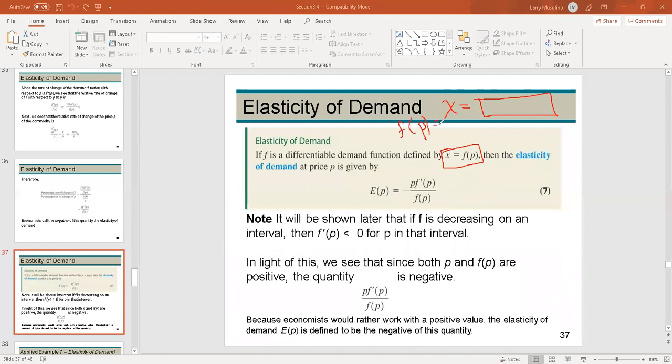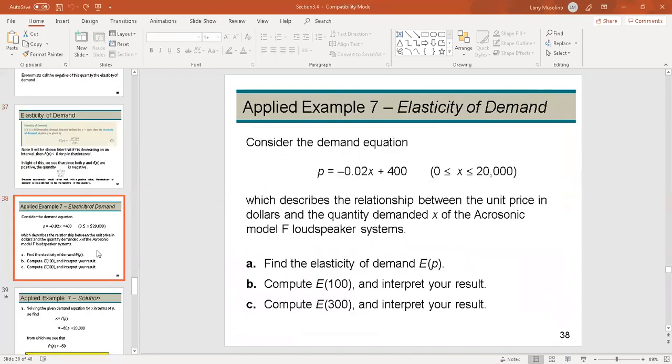We're also going to calculate the derivative, f prime of p. And then once we do that, we're going to plug into this formula. It says p times f prime of p divided by f of p. And notice there's a negative sign in front. When we do these calculations, what you're going to see is we end up with a numeric value.